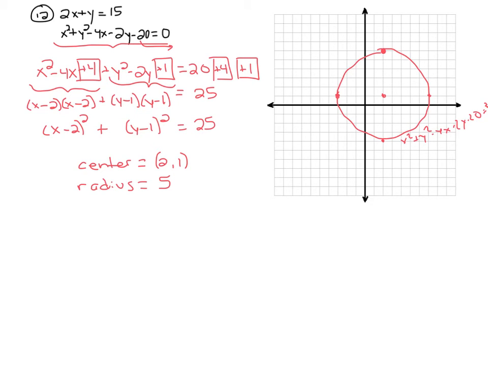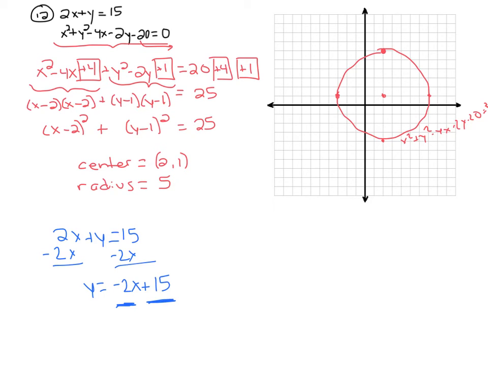Okay, so now the next thing we want to do is take the line, 2x plus y equals 15, and we just want to get y by itself. So we could subtract 2x from both sides, leaving you with y equals negative 2x plus 15. So if I wanted to graph this, my y-intercept is 15. So I can go up to 15 on the y-axis and put a point. And then my slope is negative 2, so I can go down 2 over 1, down 2 over 1.